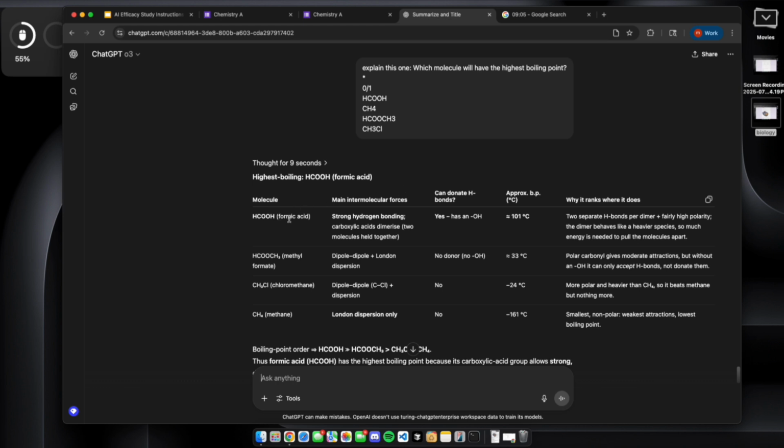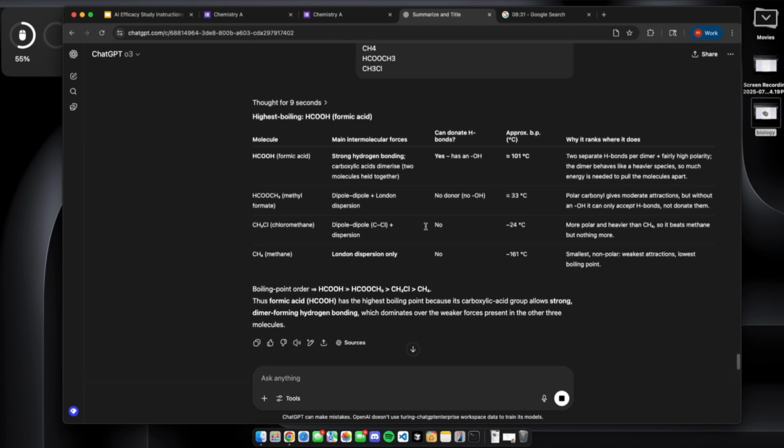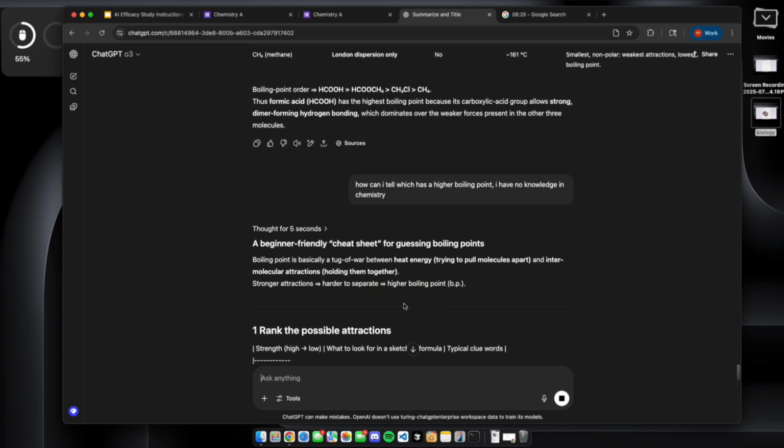Okay, so HCOOH is the formic acid, strong hydrogen bonding. Yes, has OH. How can I tell which has a higher? Well, I have no. I can't understand this because I don't know anything about chemistry, so a simple answer like that doesn't make any sense to me.